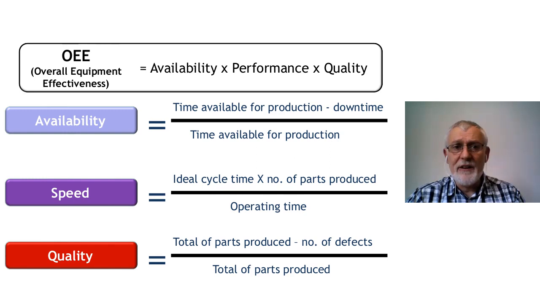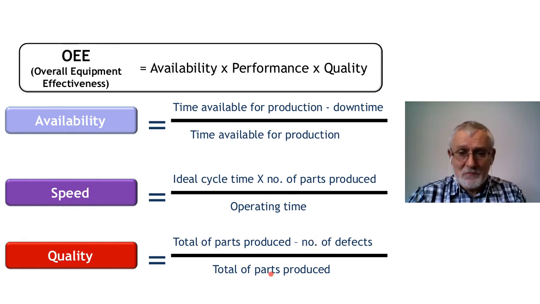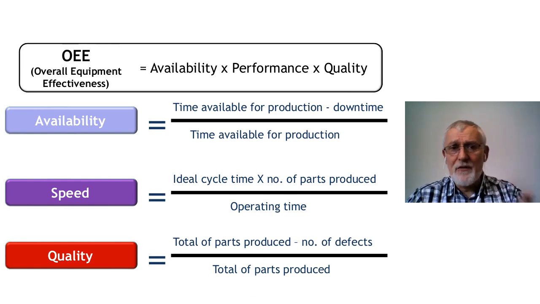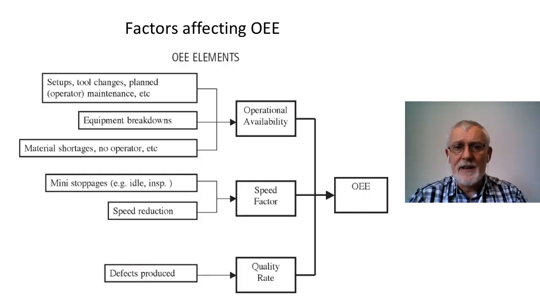Another way of stating that is that the availability is time available for production minus downtime, over the time available for production. So we take the downtime away from that, and then we divide it by the time available. Similarly with the speed, it's the ideal cycle time by the number of parts produced over what the actual operating time was. And with the quality, we can look at the total number of parts produced less the defects, divided by the total number of parts, and that will give us our percentage of good parts. So each of the 3 pieces are calculated separately.